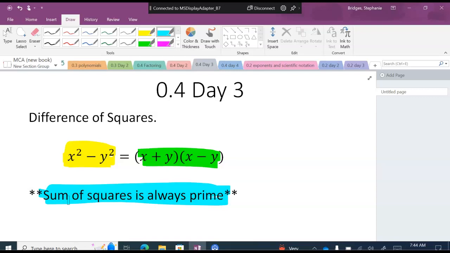We still want to look for a GCF when we factor, no matter what kind of factoring we're doing. So we're always going to ask ourselves, even with just two terms, is there a GCF? And then are they both perfect squares?